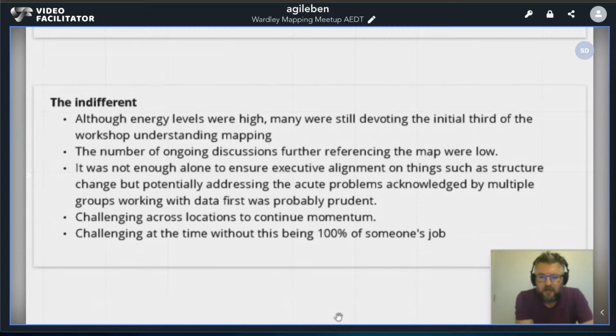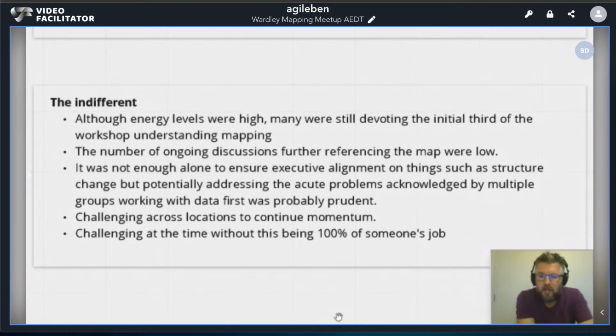So maybe if we did it again, we might invest more time offline, not just giving people materials to work through, but maybe smaller groups just to get them across mapping, and therefore you didn't have to do that in the workshop itself.